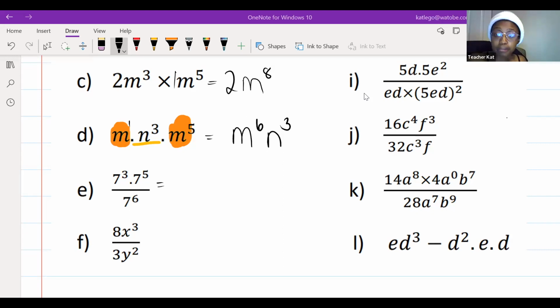What would my answer be for E? Let's see if it's 7 squared. So you're going to add the exponents in the numerator. It's going to be 7 to the power of 8 divided by 7 to the power of 6, and then we subtract 8 minus 6. That would be 7 squared. And you guys are correct. You guys are really killing these laws of exponents, eh? Okay, what's happening by F?